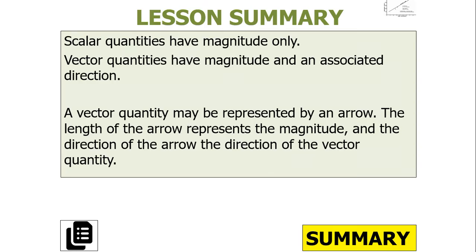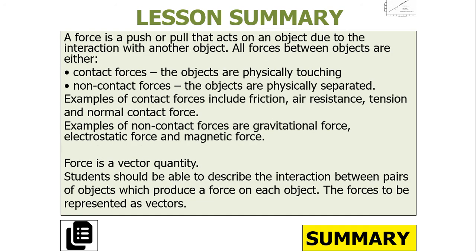So to summarize, what have we learned? Scalar quantities have a magnitude only. Vector quantities have a magnitude and an associated direction. A vector quantity may be represented by an arrow. The length of the arrow represents the magnitude, and the direction of the arrow, the direction of the vector. A force is a push or pull that acts on an object due to the interaction with another object. All forces between objects are either contact forces, where objects are physically touching, or non-contact forces, where objects are physically separated. Force is a vector quantity, and you should be able to describe the interaction between pairs of objects which produce a force on each other, and the forces are represented as vectors.